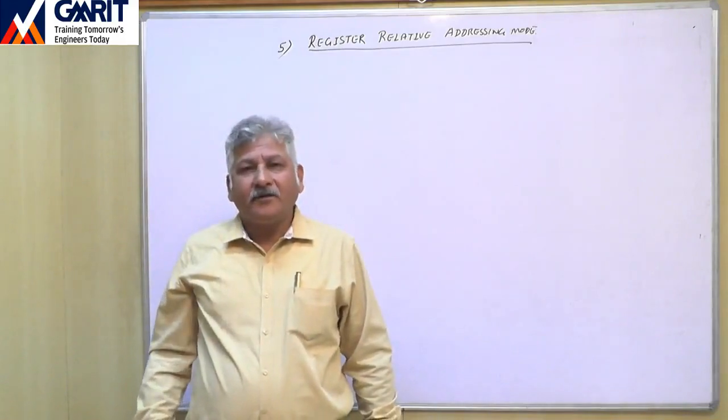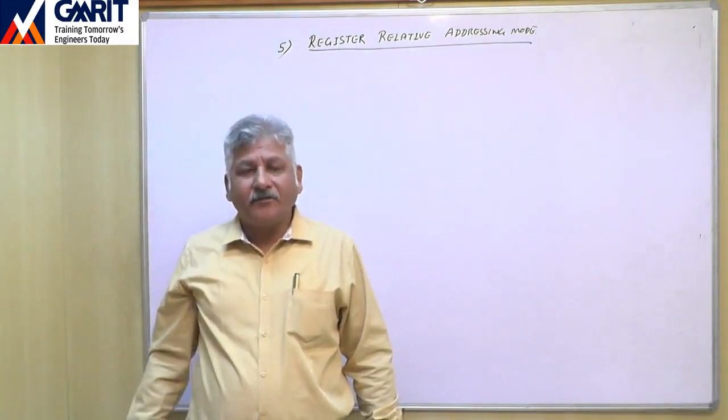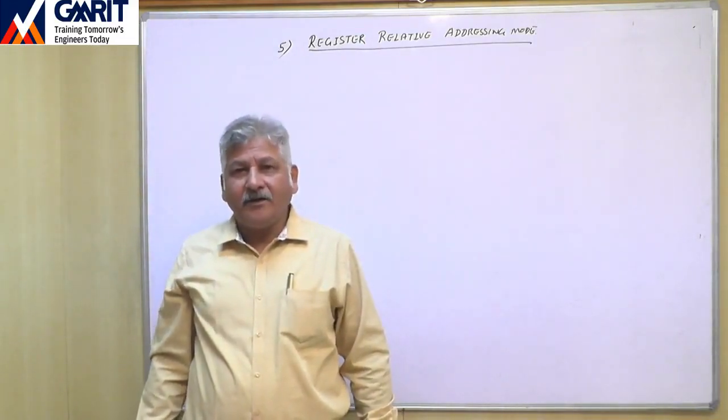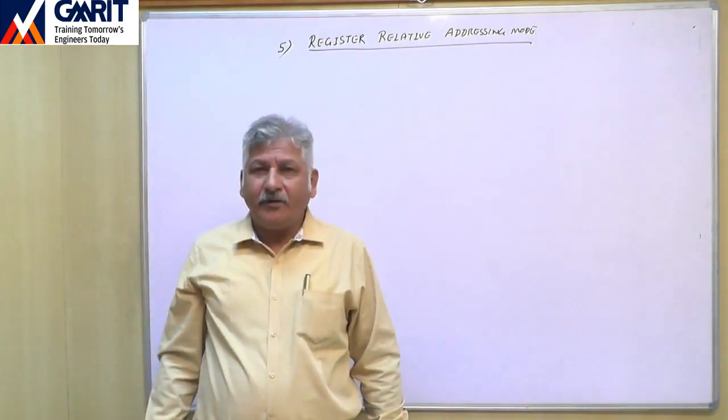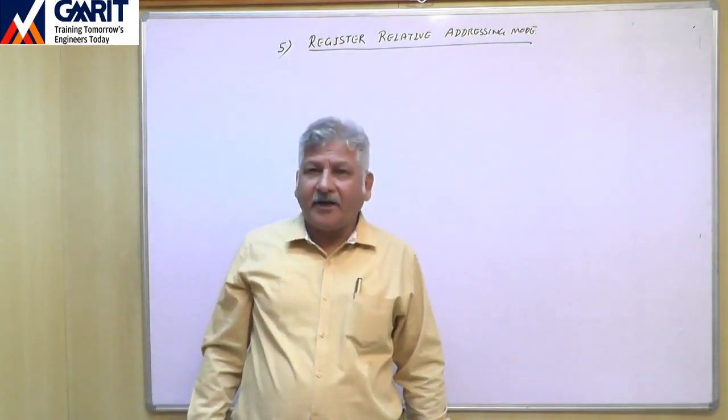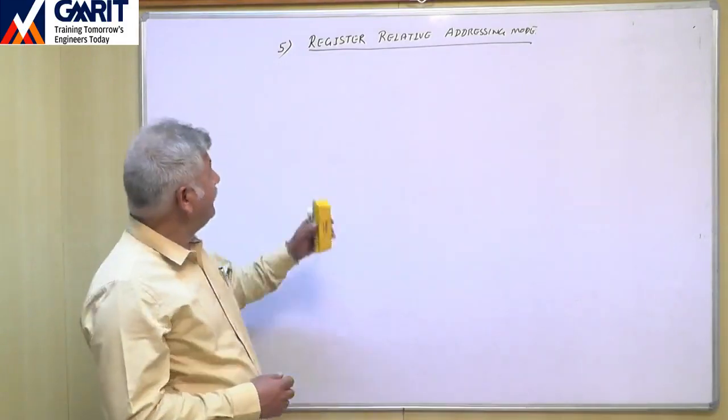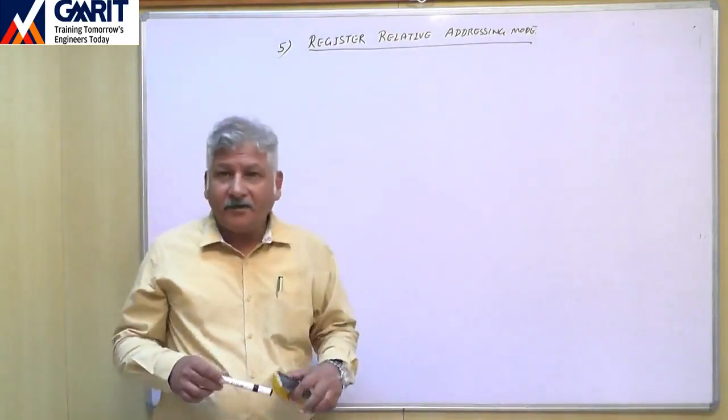was stored in some register, and the registers which are used to store the offset address are BX, BP, SI and DI. Now we will see register relative addressing mode.